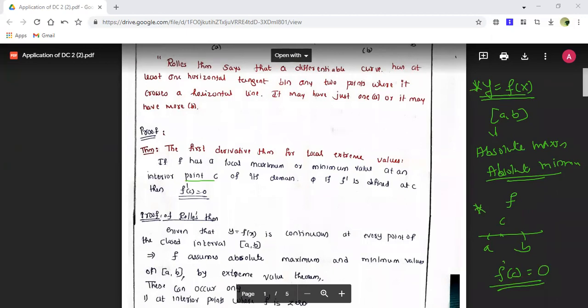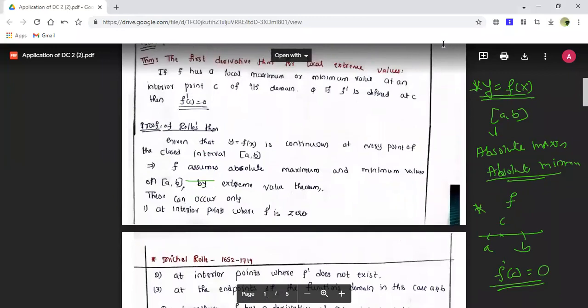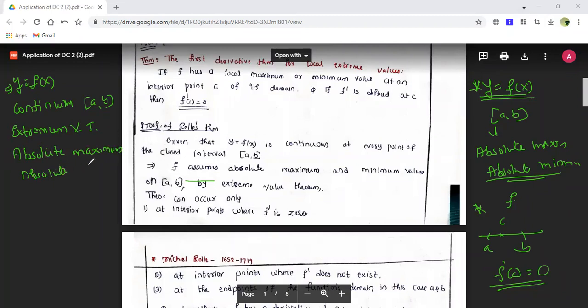Here we will consider what is given. By the hypothesis, it is given that y is equal to f of x is continuous in the closed interval a, b. Since it is continuous, by using the extremum value theorem, the given function will attain the absolute maximum and the absolute minimum in the closed interval a, b.